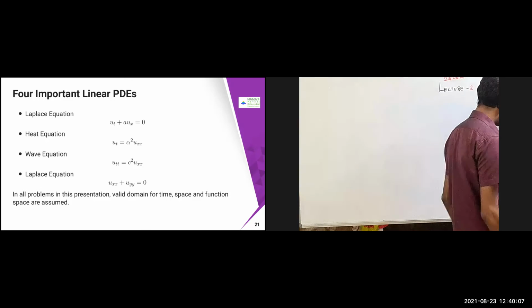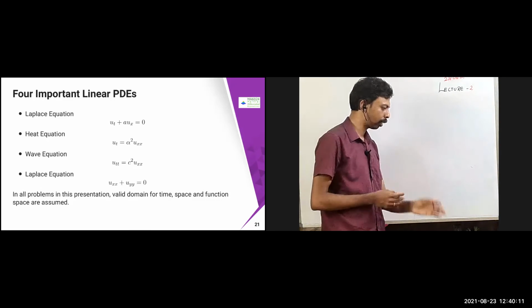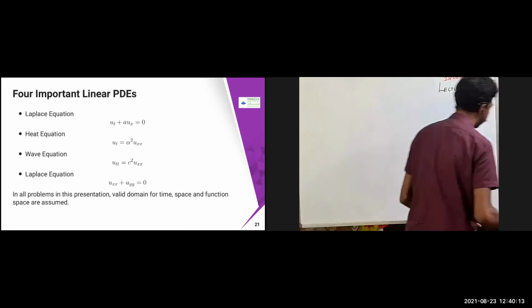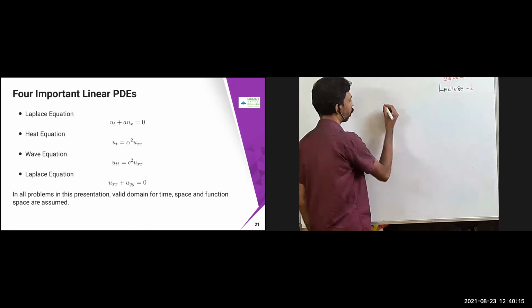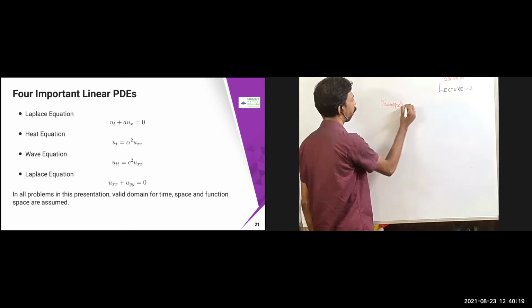There's a mistake. The first one is actually the transport equation, not the Laplace equation. It's a transport equation. So the first equation is called the transport equation. So the transport equation is as follows.